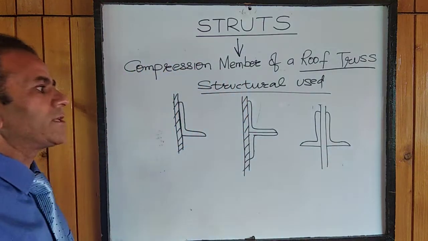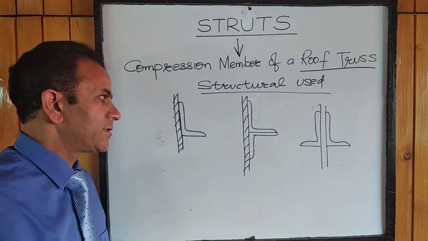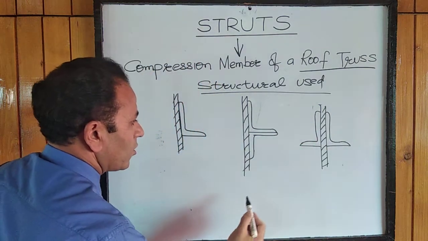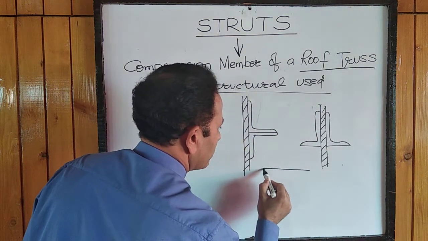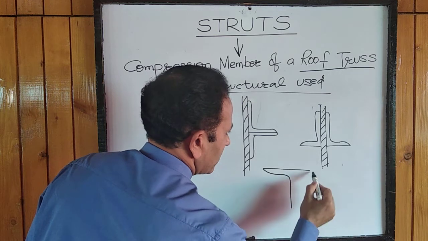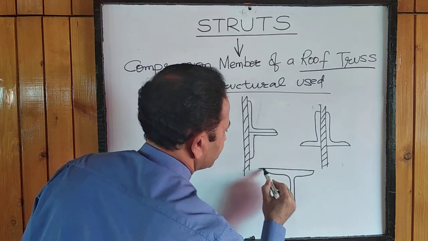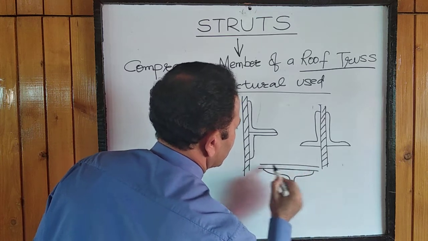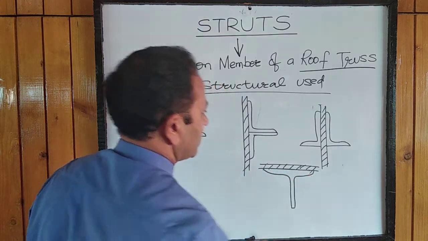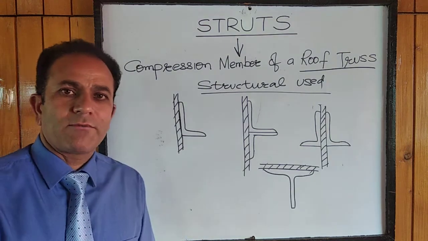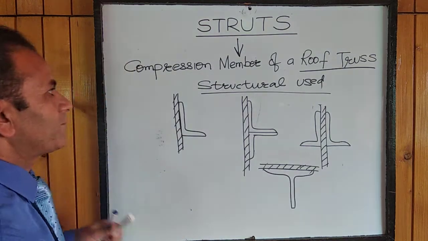So these are the common sorts of structurals used as struts in a steel roof truss. Where the loads are heavier, we may even use a T section, connected to the gusset plate, to act as a strut. These are the common types of structurals. We may use some heavier sections if the loads are too heavy.